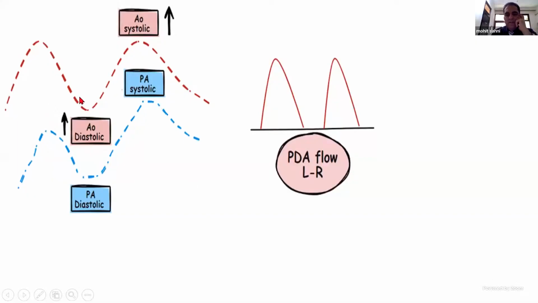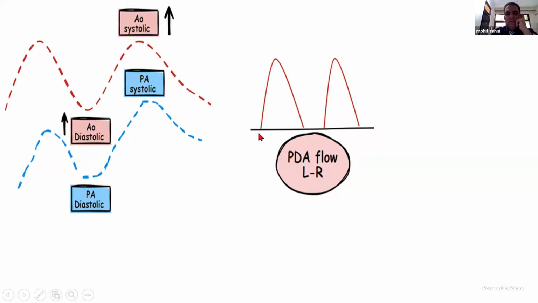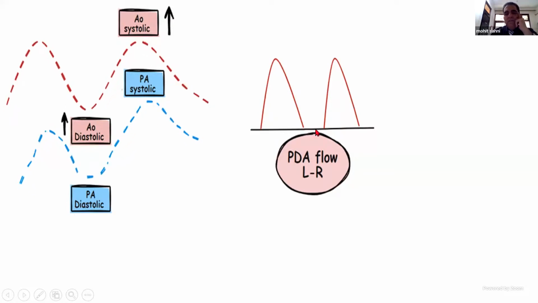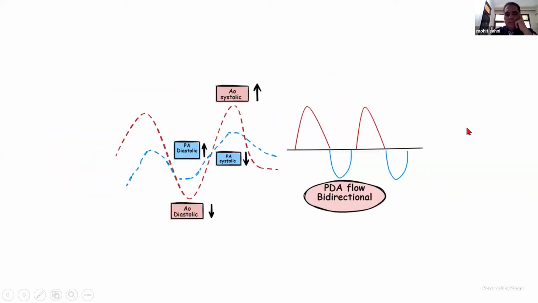Okay, and it has to be pure left to right shunting. Left to right shunting means your left-sided pressures are higher in both systolic and diastolic phases, and hence you will see red color, and all the flow patterns which have been recorded are above the baseline.